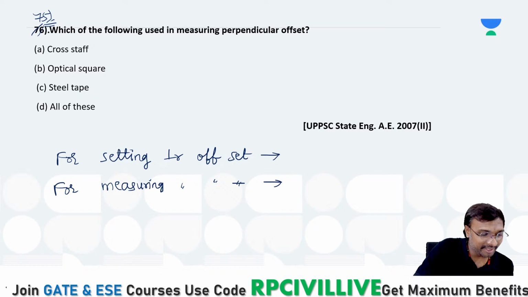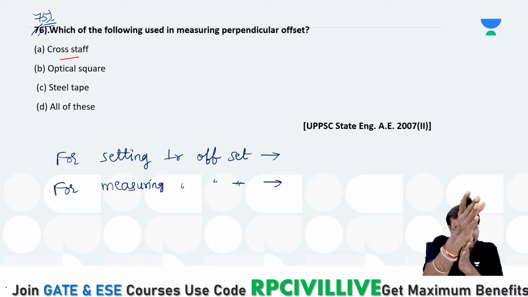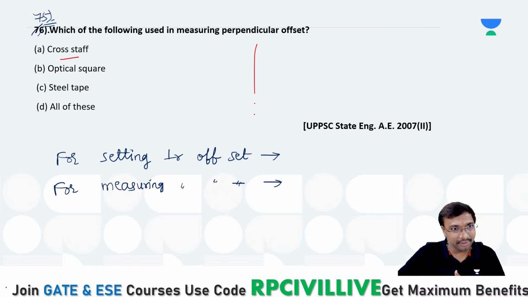Using which instrument can we do this? Setting is different and measuring is different, right? Using the cross staff, we can say that okay, this direction is perpendicular, and in this direction we have to proceed, right? You consider this is your baseline AB, if you just observe. And by keeping the cross staff instrument here, we can say that in this direction we have to go.